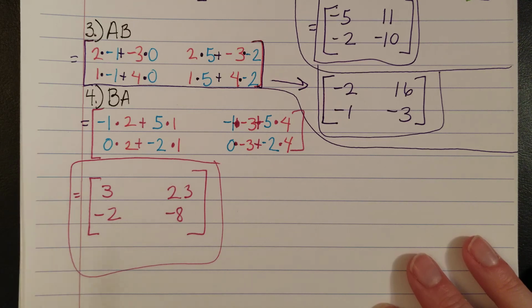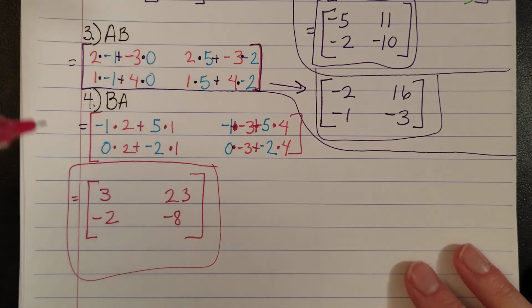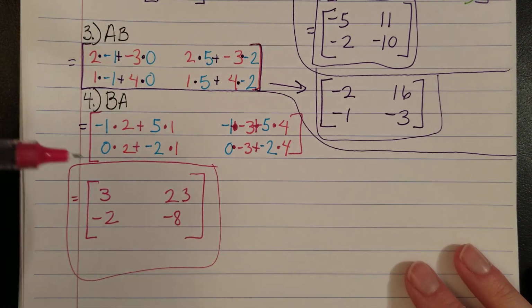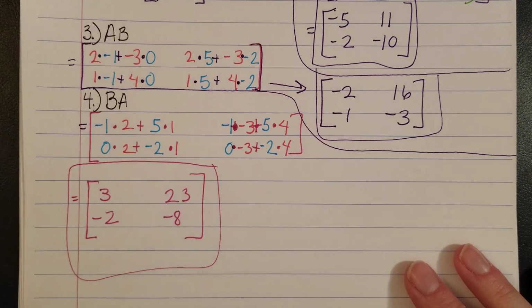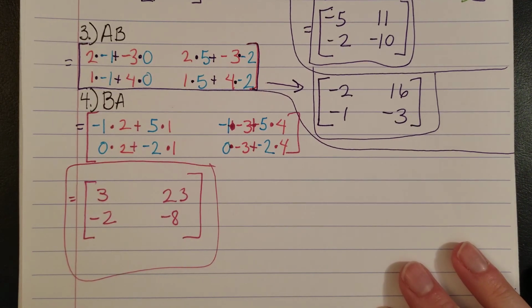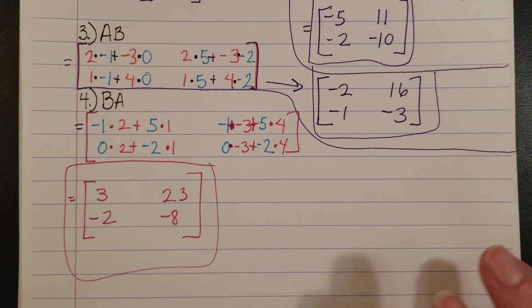Okay, so there's an example where both AB and BA existed, but they had totally different answers. All right. Okay, so that's the end of 5.1.